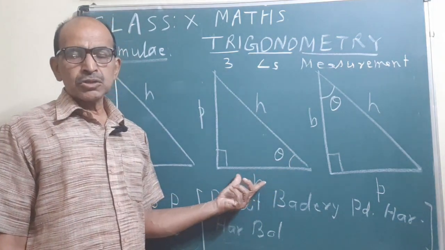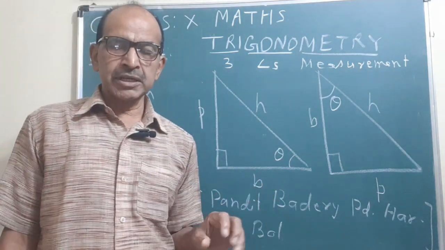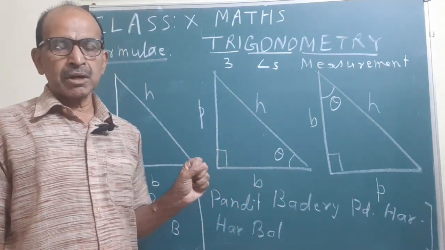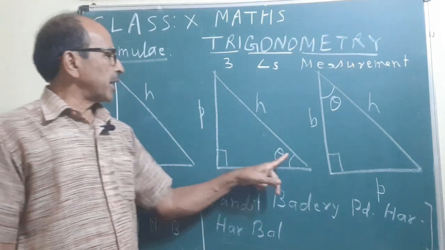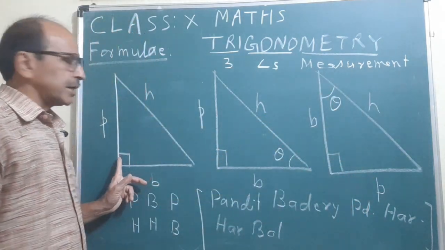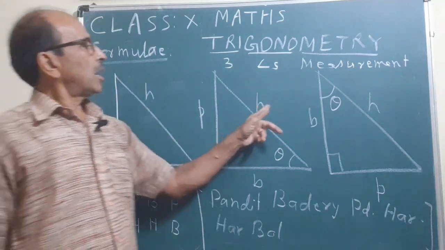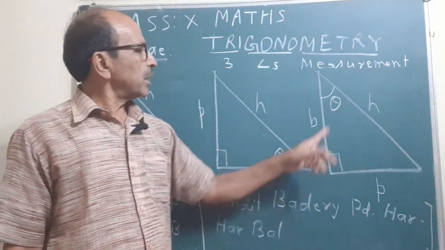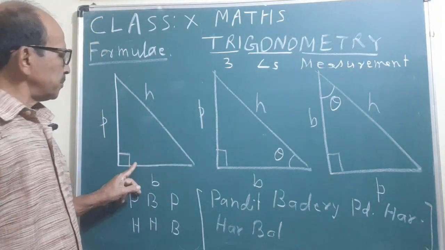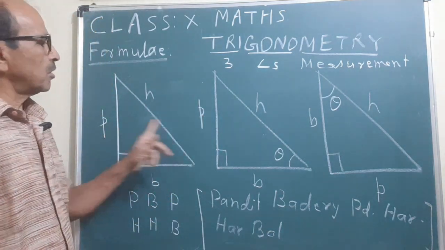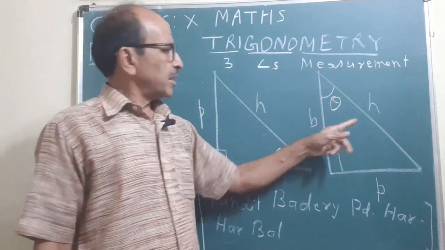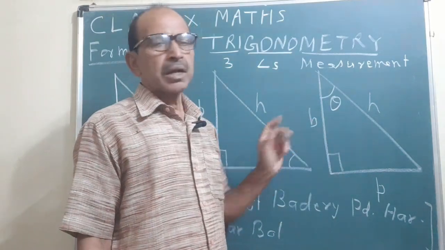This is your base. So keep in mind, whenever there is a right angle, you can identify the perpendicular, base and hypotenuse. For an acute angle, the opposite side is the perpendicular. For the 90 degree right angle, the opposite side is the hypotenuse. So for this angle: hypotenuse, base, perpendicular. For this acute angle: perpendicular, hypotenuse, base. For this acute angle: hypotenuse, perpendicular and base.